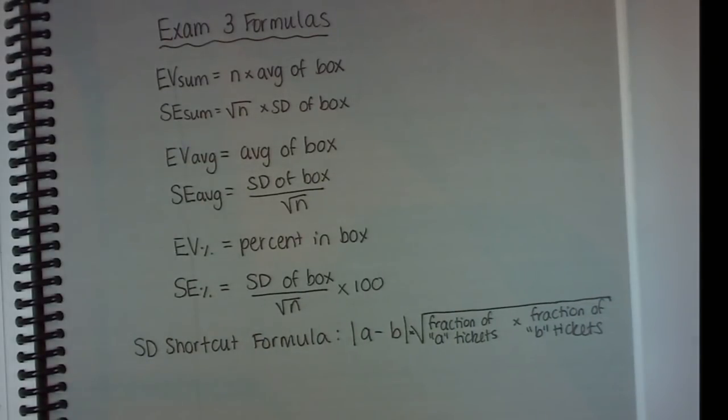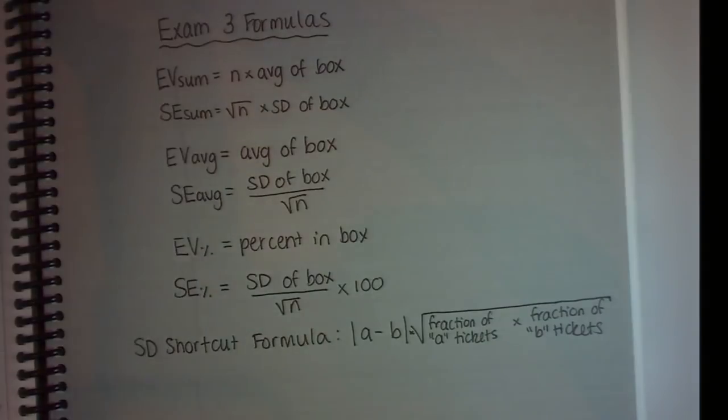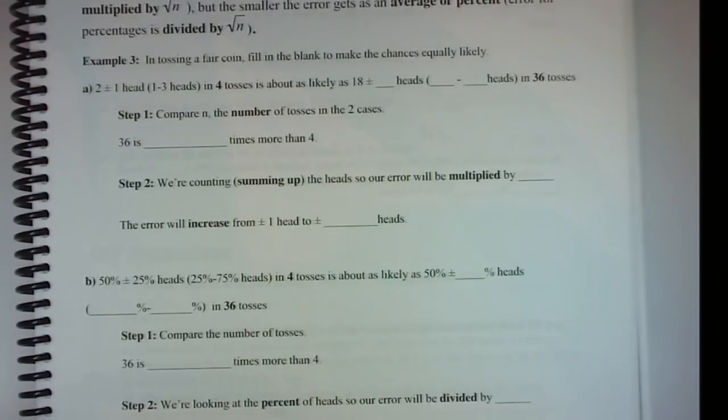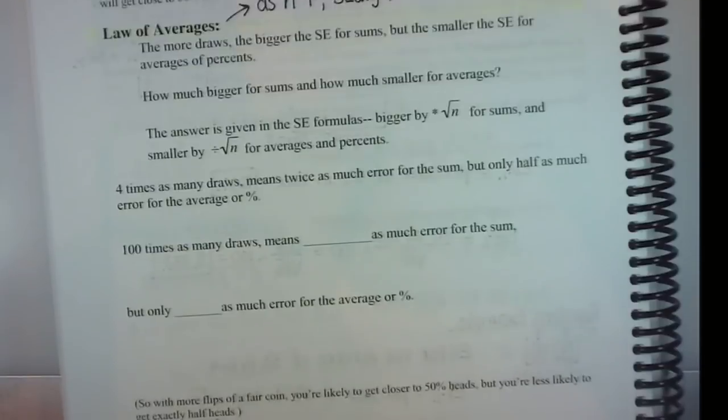So the law of averages is really just a fancy way of saying exactly that, that's what's going on. So we can model these types of questions. We can do a couple examples. So what does it say over here?